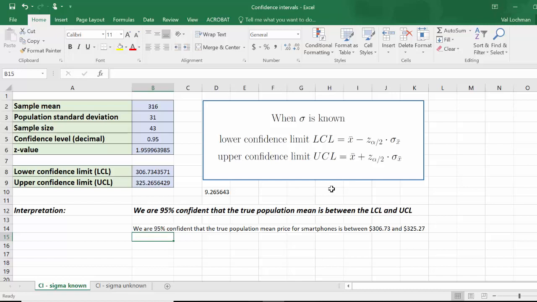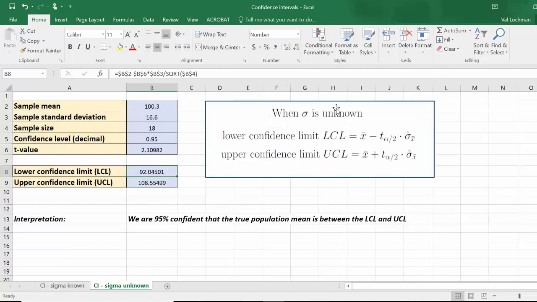Okay, now in real life it is highly unlikely that we actually know sigma. If we know sigma, it is very likely we know the population mean. So most of the time we should be able to use something different. Okay, so when sigma is not known, we are going to be using t-interval. Okay, and t stands for student's t-distribution, which is very similar to normal distribution, but not quite the same thing.